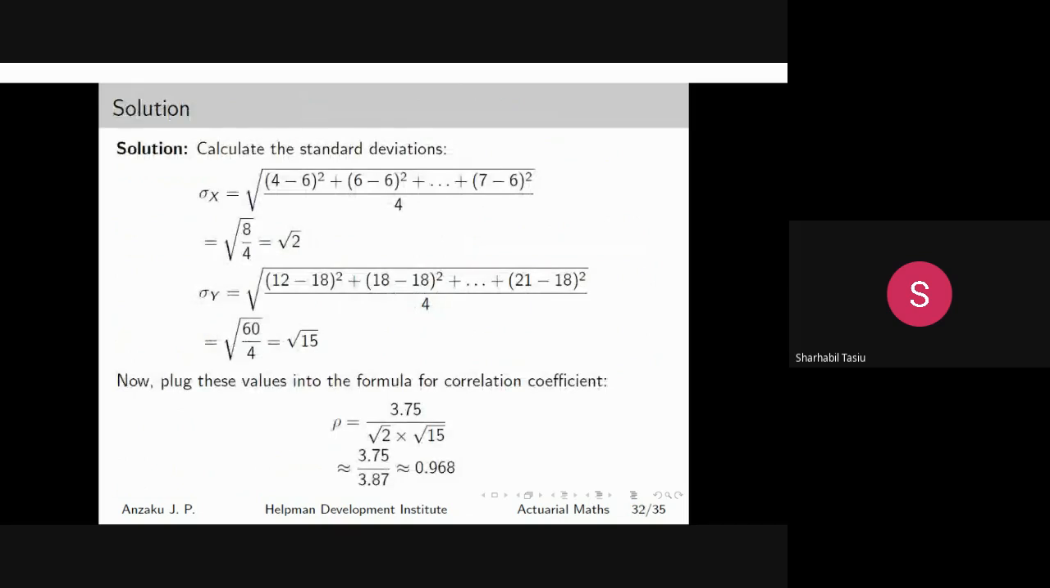We have the variance of x. Do you see the answer now? I'm not surprised. It's 0.968. Very, very close to 1. If you approximate it, we will give you one, positive. So in this case, there's a strong positive relationship between the number of accidents.